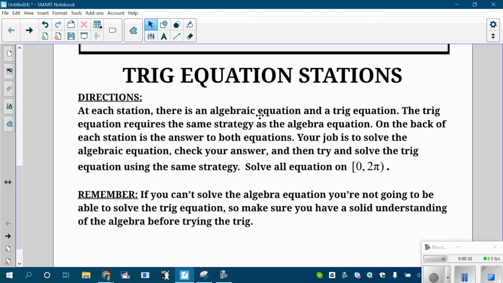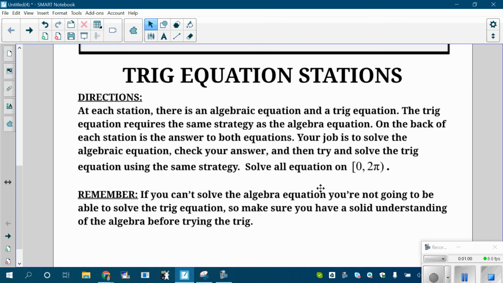It's kind of like when we first did the verifying identities thing. We did algebra expressions and trig identities, but here we're going to do it with algebraic equations and trig equations. So you're going to solve the algebra equation, and then you're going to solve the trig equation using the same strategy. I'll show you a couple examples, and you guys will get a hang of this.